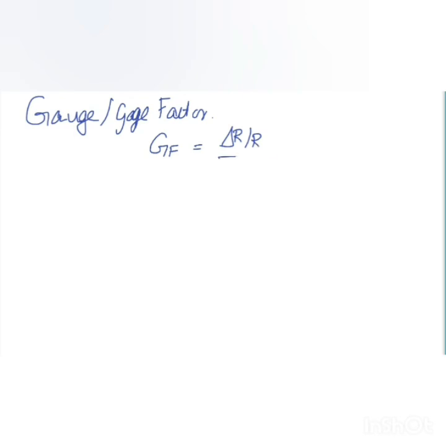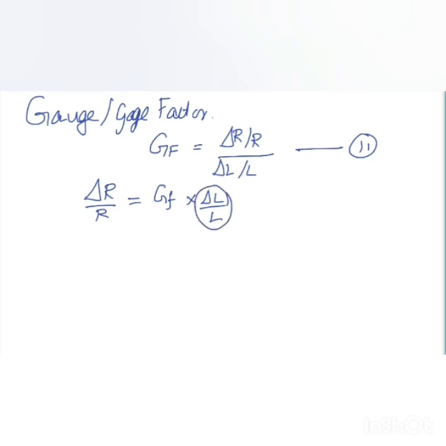So now we have to know another very important concept, which is gauge factor, right? In certain cases people write it as GF, gauge factor, whatever it is. We are going to represent gauge factor as the change in resistance per change in length. So I'm going to name this equation 11, and I'm going to rewrite the same equation as del R by R is equal to GF into del L by L.